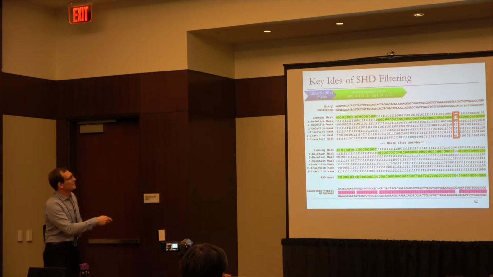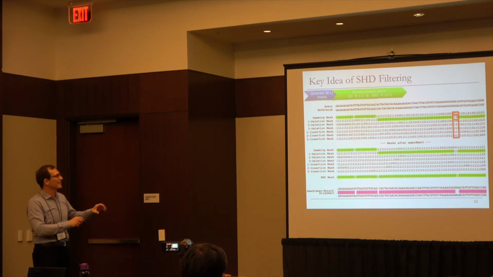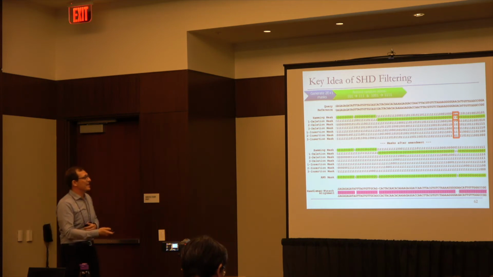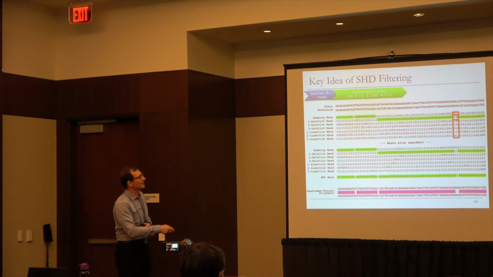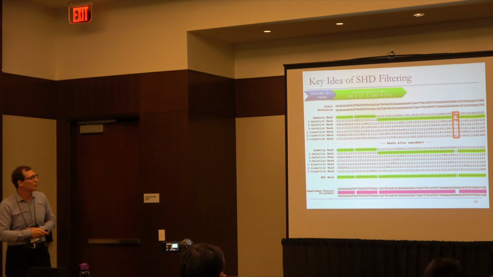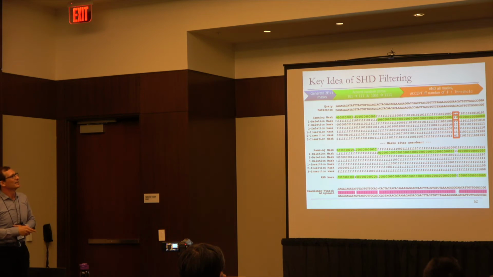Anyway, so basically by XORing the query and the reference, shifted versions of the query and the reference, and then ANDing the results, you get this AND mask at the end. And what this AND mask tells you is, if you have 1s over here, those are the parts that are potentially different. Now if you get too many 1s, then it means that the strings are very different from each other.